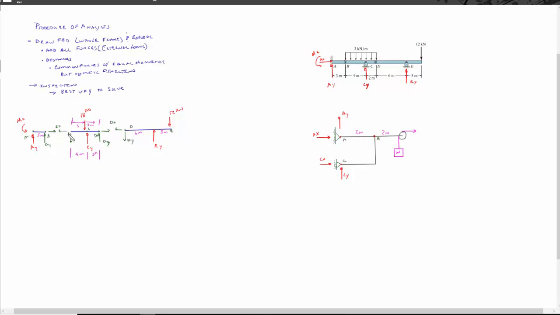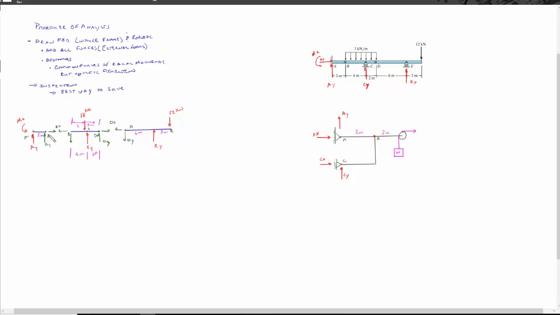Actually, the better thing to do would be sum my moment about point B. I'd get Cy. Sum my forces in the y, I'd get By, and so forth. So really, you can look at a frame once you broke it up, and look, can I sum a moment about a point, or an axis, or something, to get one of the unknowns. That's really by inspection is what we mean.